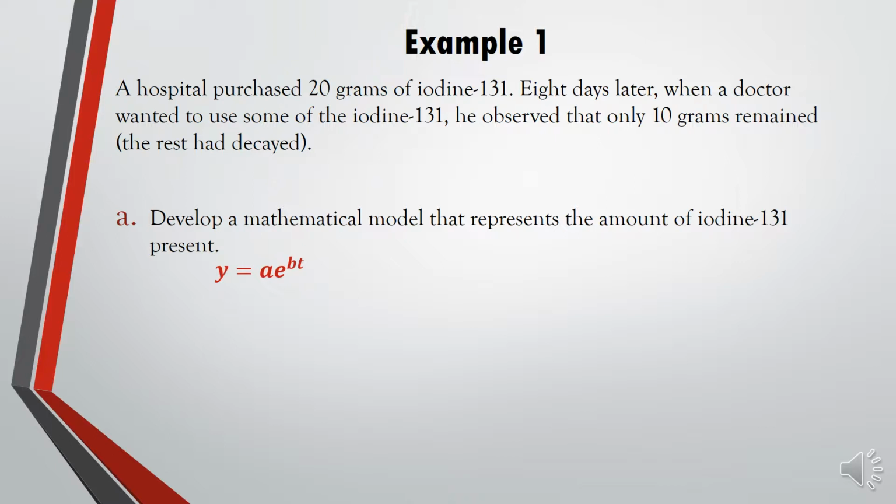So let's see what we know here. We know that initially the hospital purchased 20 grams. So that's going to be your value for A. We know that it decayed to 10 grams, so that's going to be y. So A is going to be 20, y is going to be 10. And we also know that it took 8 days for 20 grams to decay to 10 grams. So that tells us what the value of t is. So we know that A is 20, y is 10, and t is 8. So let's plug those numbers in.